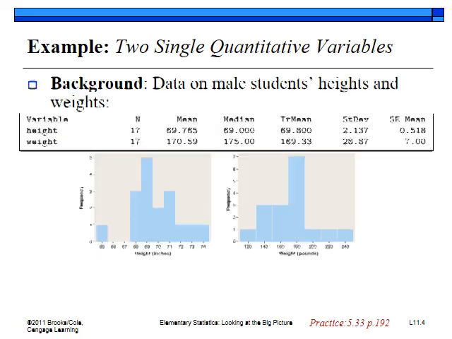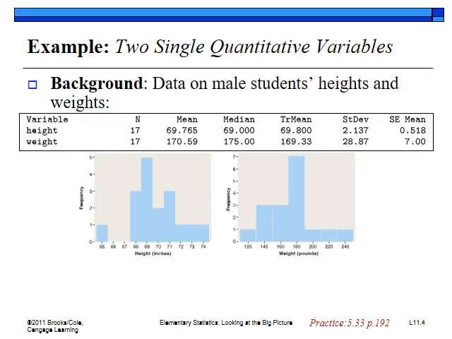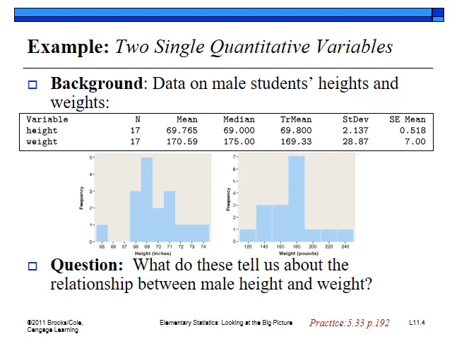Here's an example. Here's the data on male students' heights and weights. We see the mean and the standard deviation for each variable, one for height, one for weight. And we see displays, histograms, one on the left for height and one on the right for weight. What do these tell us about the relationship between height and weight?